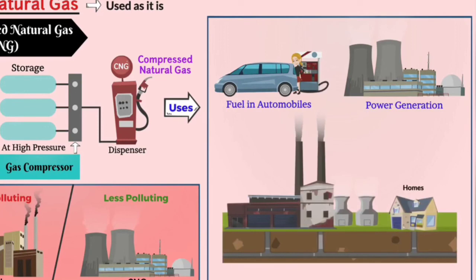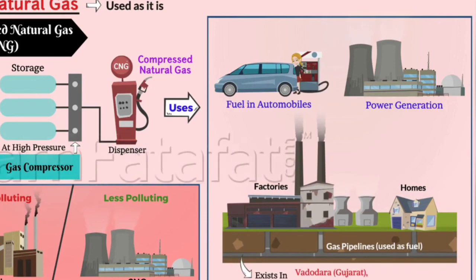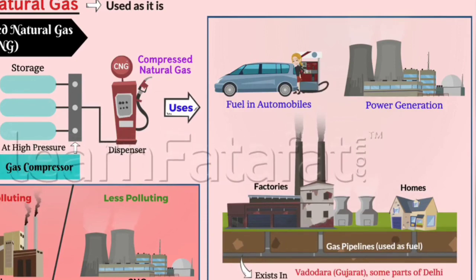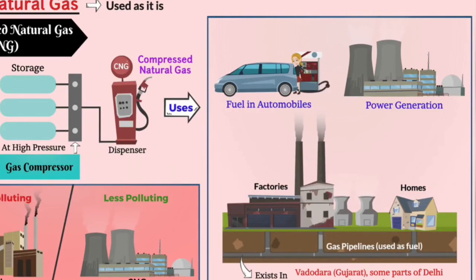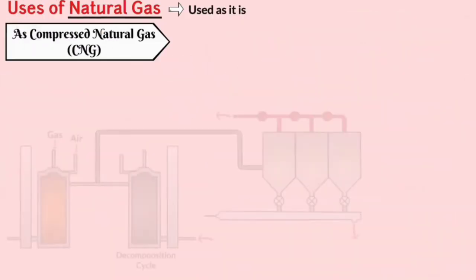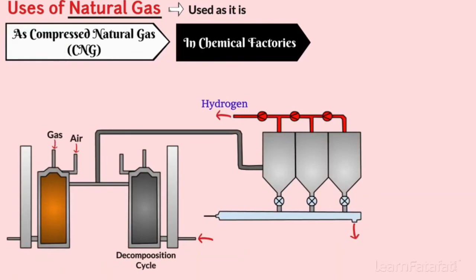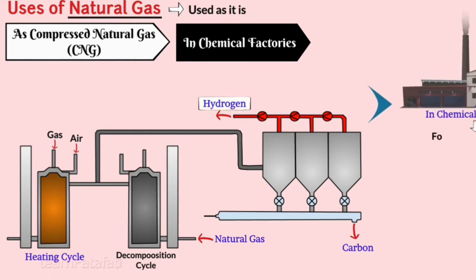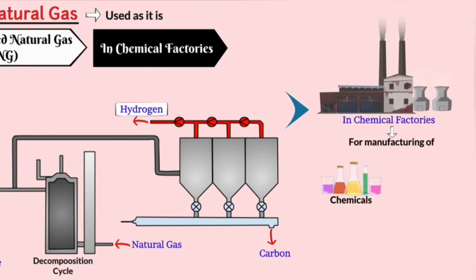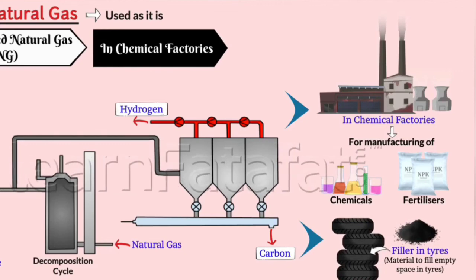It is transported to homes and factories through pipes where it is used as fuel. Such a network of pipelines exists in Vadodara, Gujarat, some parts of Delhi, and other places. In chemical factories, hydrogen and carbon can be obtained by heating natural gas strongly. Hydrogen is used in chemical factories for manufacturing of various chemicals and fertilizers. Carbon is used as a filler in tires so as to increase the strength of tires.